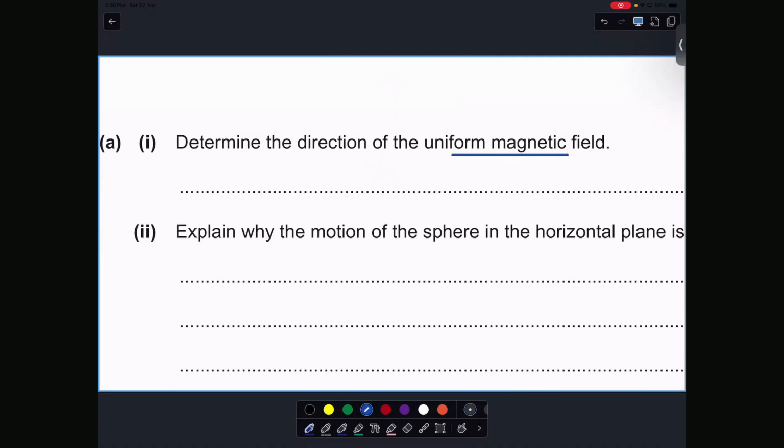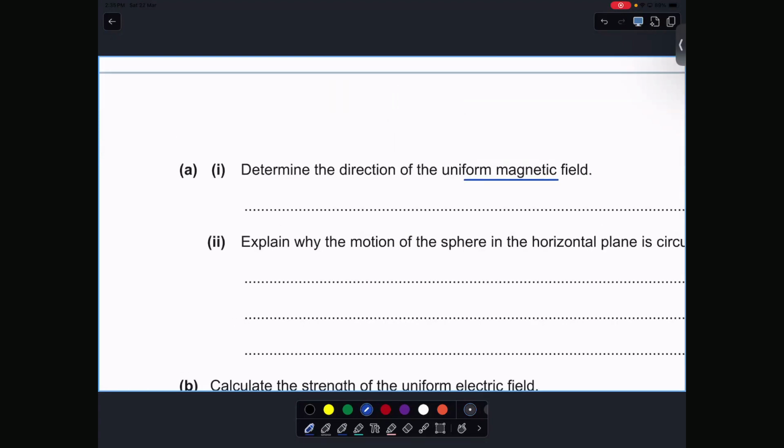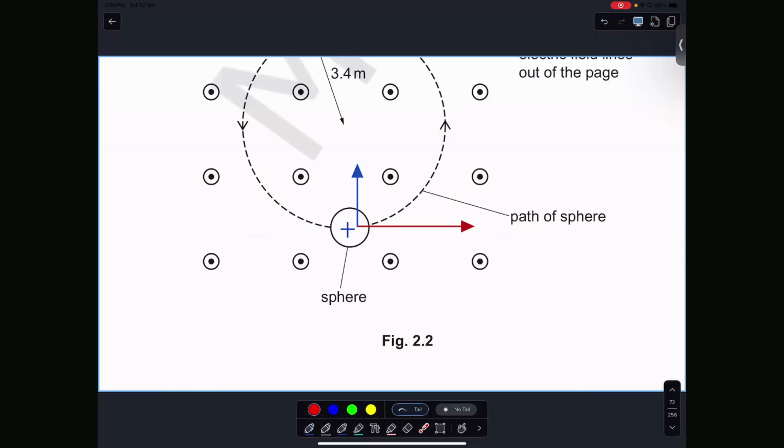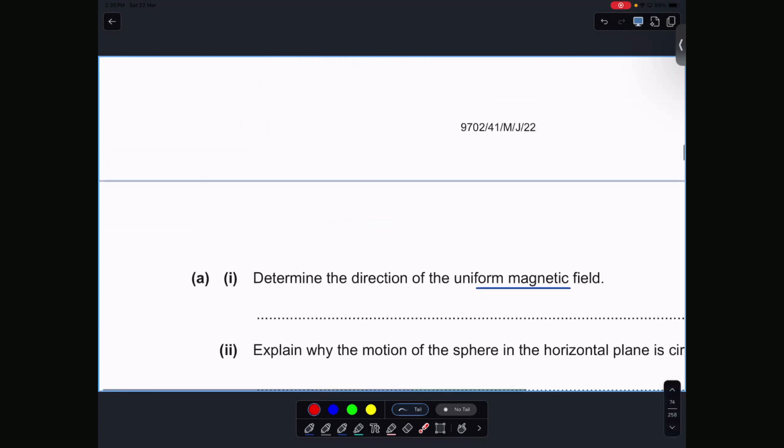No, current out of the page. In the left-hand rule, current is the direction in which a charged particle moves. No, not electric field. We have to look at the particle's circular motion because of the magnetic field. In FBI, I is not electric field. I is current. There's no current here, but there is a positive particle going this way, right? What do you call the flow of a positive particle? Current. Okay, so into the page.